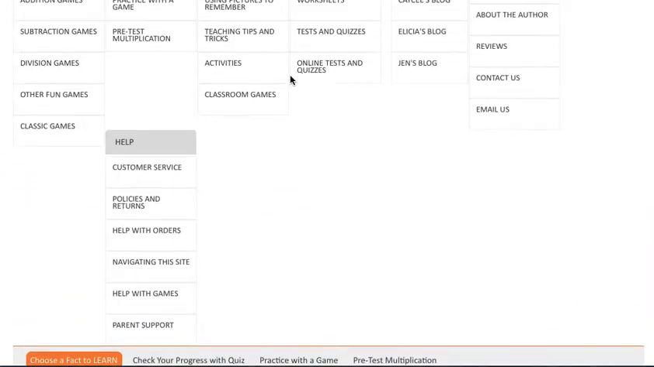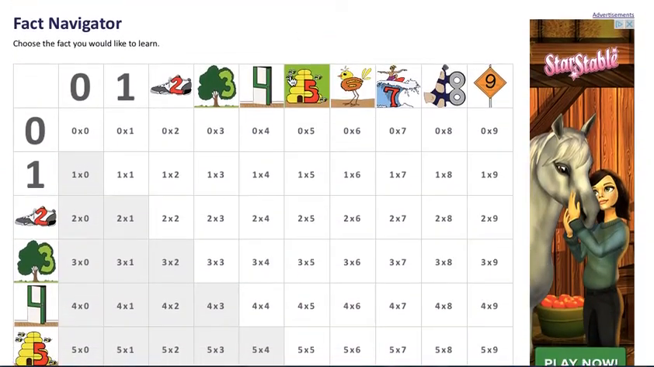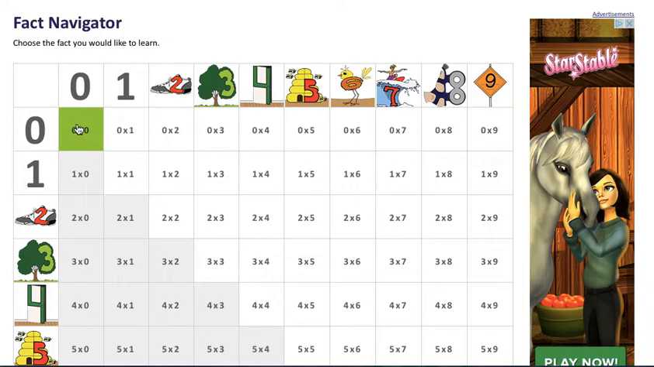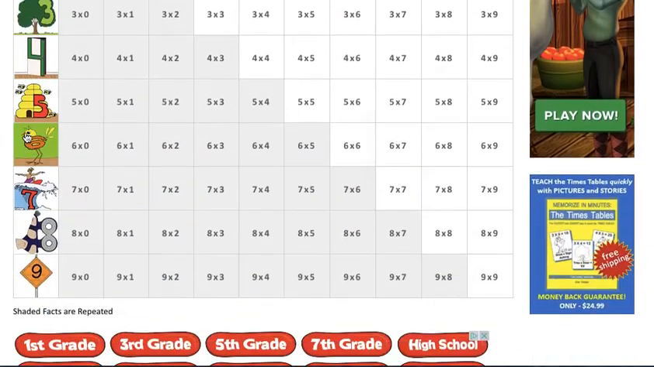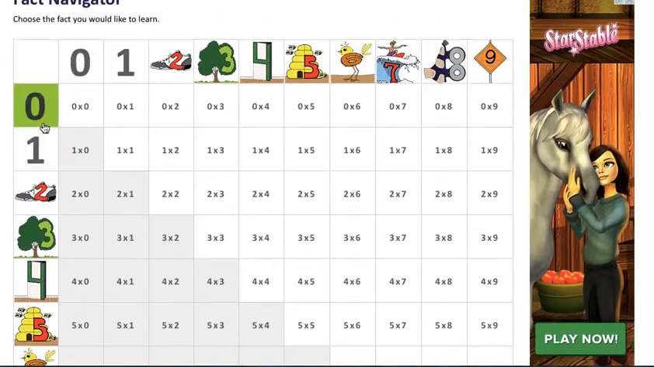If you scroll all the way down, this is our fact navigator. So we have our numbers across the top and numbers along the side. So you get to choose the fact that you want to learn. I can pick any fact just by clicking on one of the squares that is highlighted.